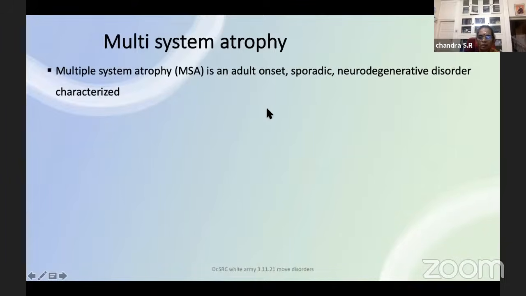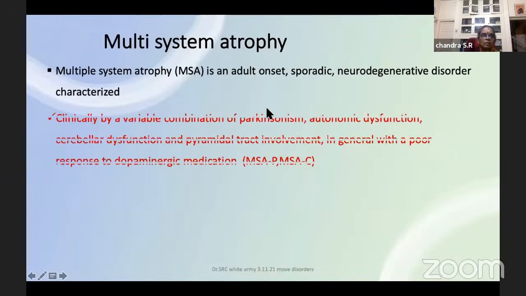MSA is autonomic, so it can be MSA-C. It is a synucleinopathy, a variable combination of Parkinsonism, autonomic dysfunction, cerebellar dysfunction, with or without pyramidal features, and in general only the P type might respond to Syndopa for some time. Autonomic functions have to be managed by various symptom modifying medications.